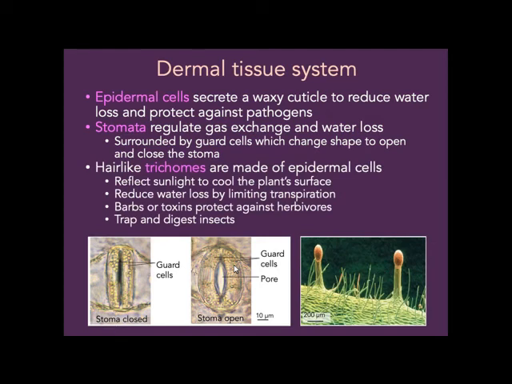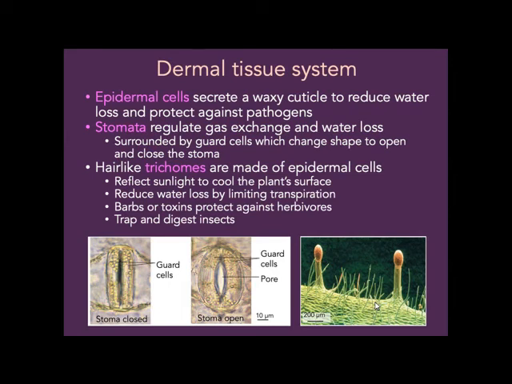One component of the dermal system that you might not think about are the trichomes. These are little hair-like structures made up of epidermal cells, and they can do all sorts of things. If you've ever seen a plant that's kind of fuzzy looking, the trichomes can reflect sunlight to make the plant cooler. A lot of desert plants will have little fuzz on them, like kalanchoe, for example, if you have one of those.